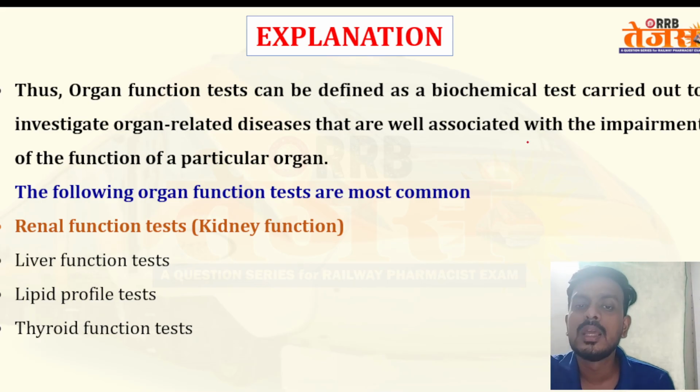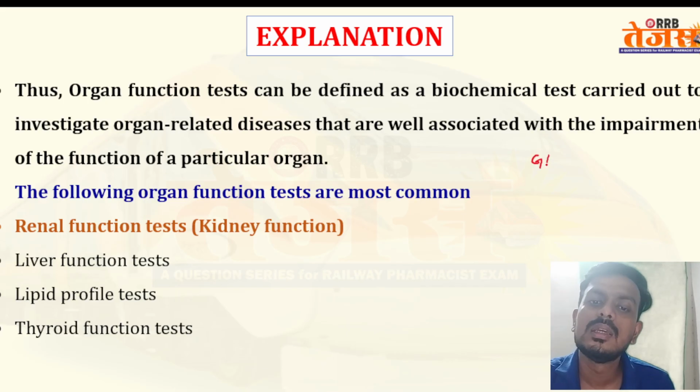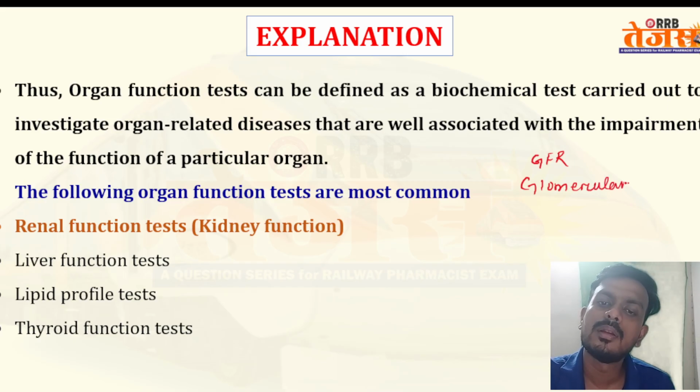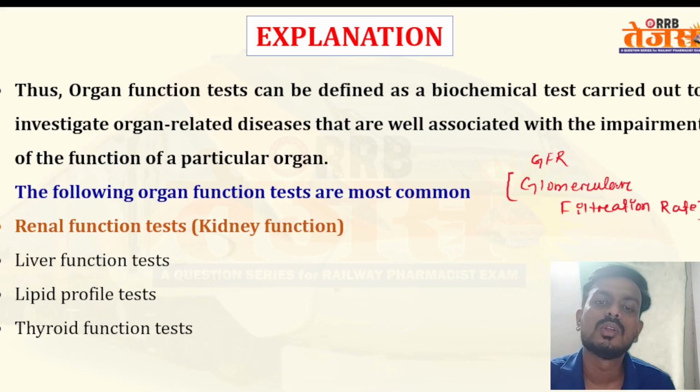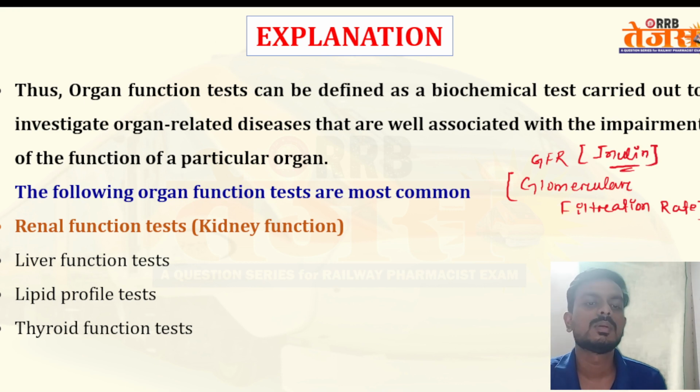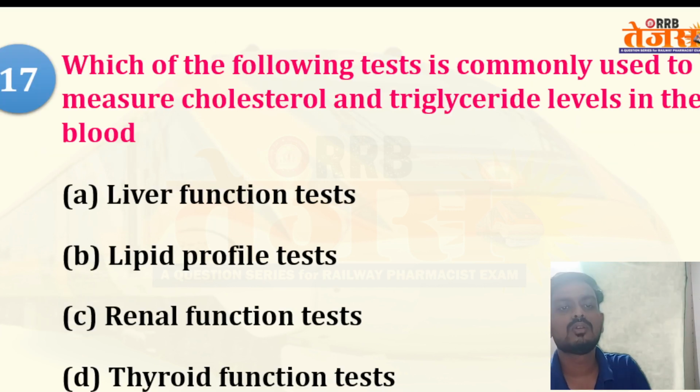Another test is the measurement of GFR, that is glomerular filtration rate. Okay, GFR we can measure. The agent which is used for the measurement is inulin. Inulin is basically used. Okay, moving to the next question.